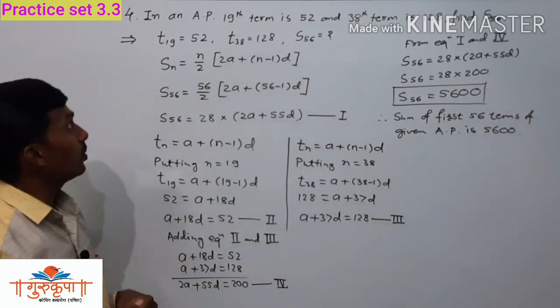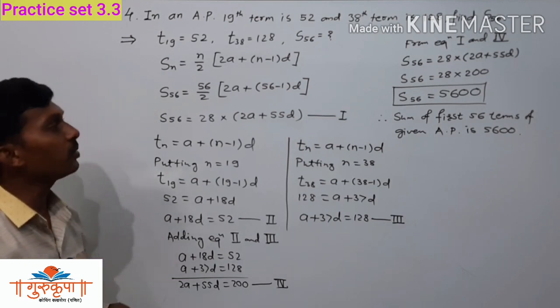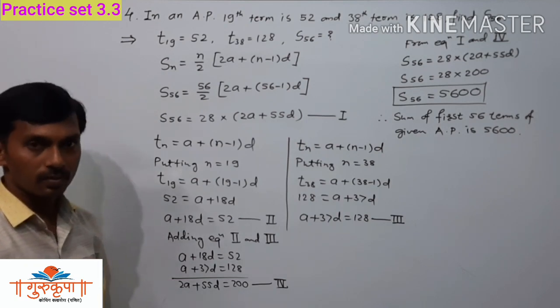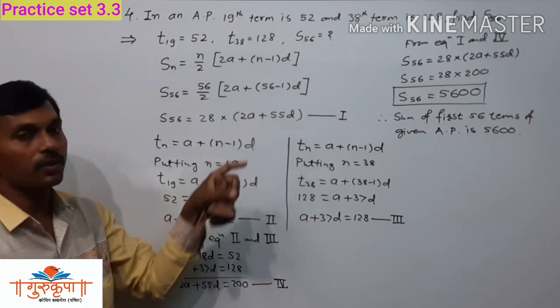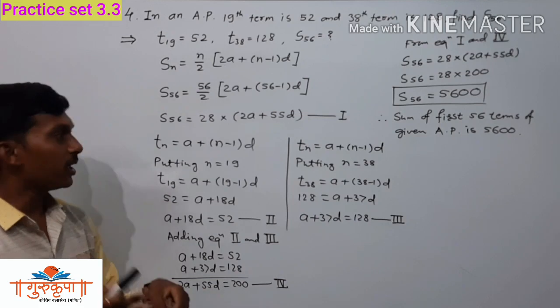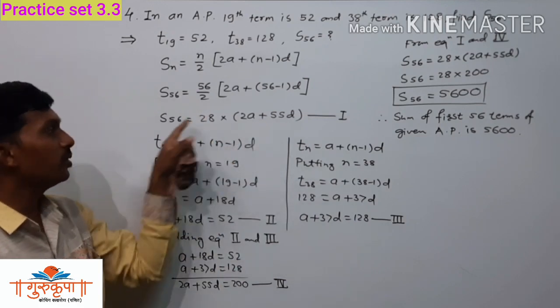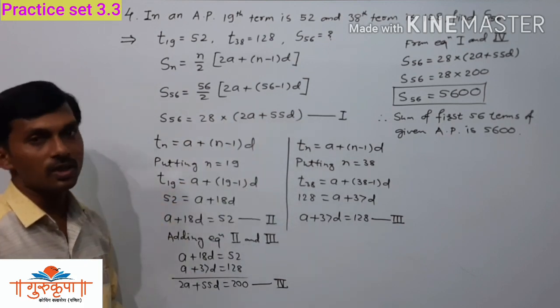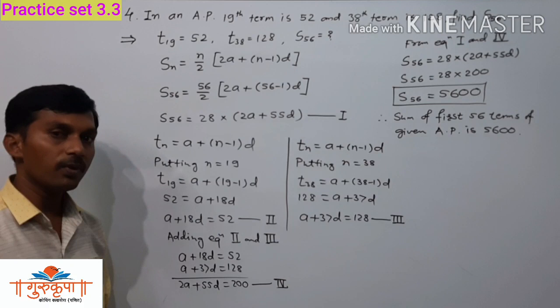So this is all about example number 4. We have to remember one thing here: there is no need to find the values of a and d separately. We can directly get the value of 2a plus 55d, and putting that value we will get the sum of the 56 terms. So now we will take example number 5.